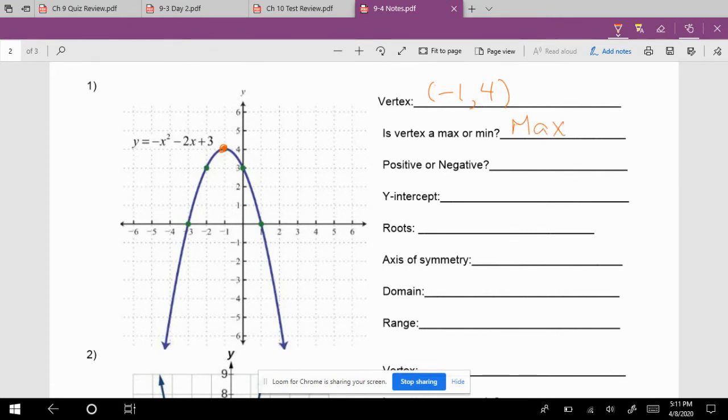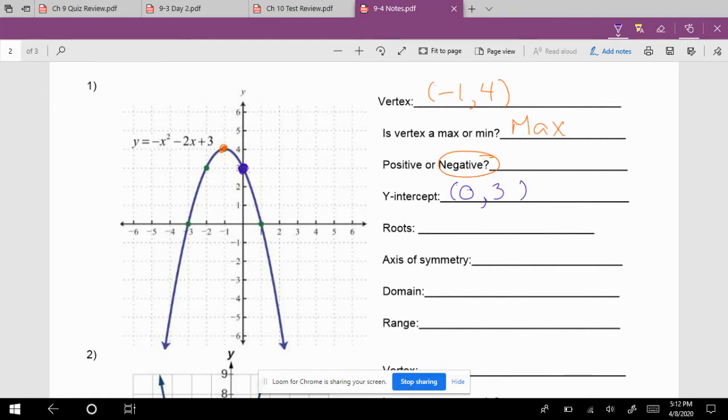Is this a positive parabola or a negative parabola? Well, it's facing downward, looks like a frowny face, so this one would be negative. What's my y-intercept? If I look, my y-intercept is where I cross the y-axis, which is right here. And what are the coordinates of that point? Well, I went left and right, none. So that would be 0, 3.